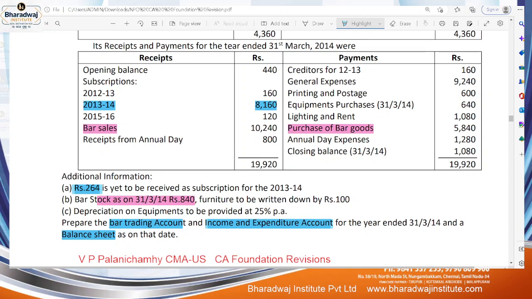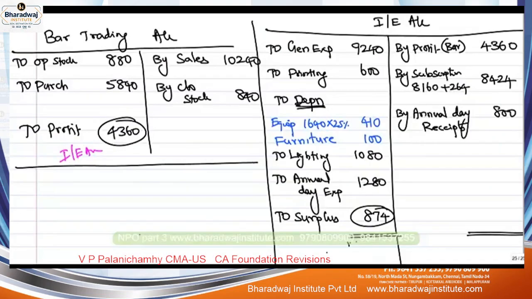2013-14. How much is given? 8160 plus outstanding subscription kilo 264 கொடுத்துட்டான். Add பண்ணா you get the answer. 8424. Annual day receipts 800. General expenses, printing, depreciation and equipment, furniture varum, lighting varum, annual day expenses will come. Balancing for us which one?